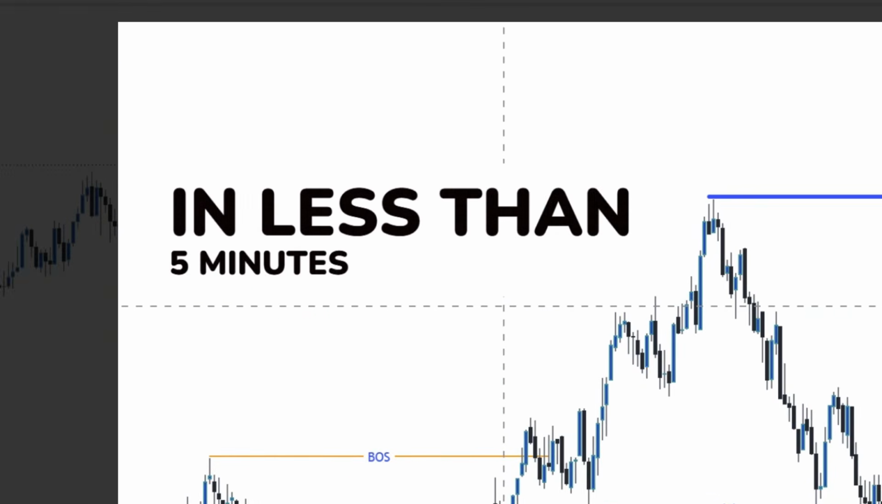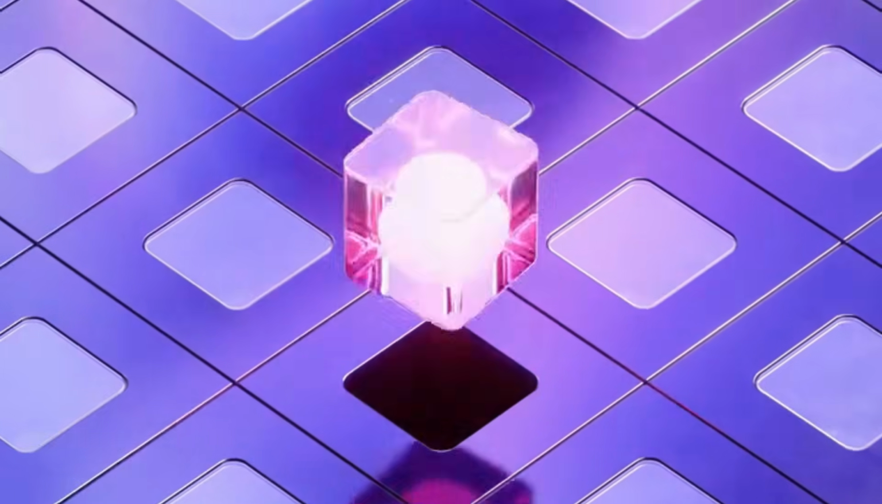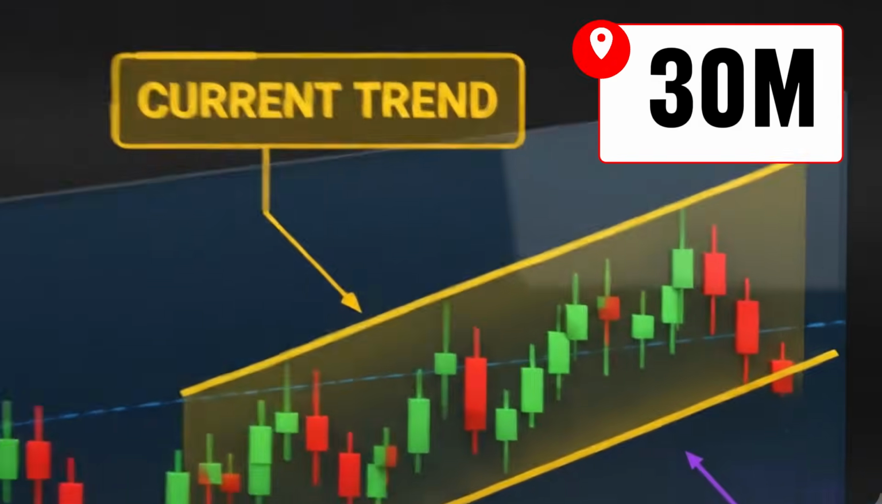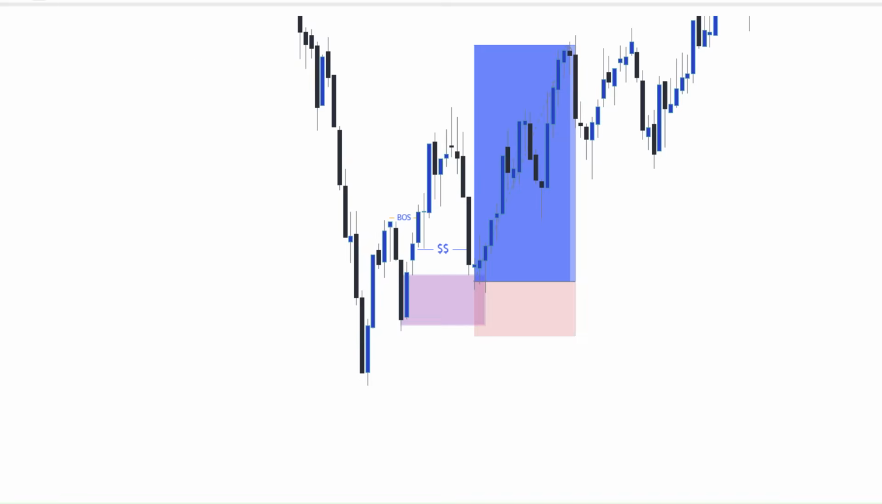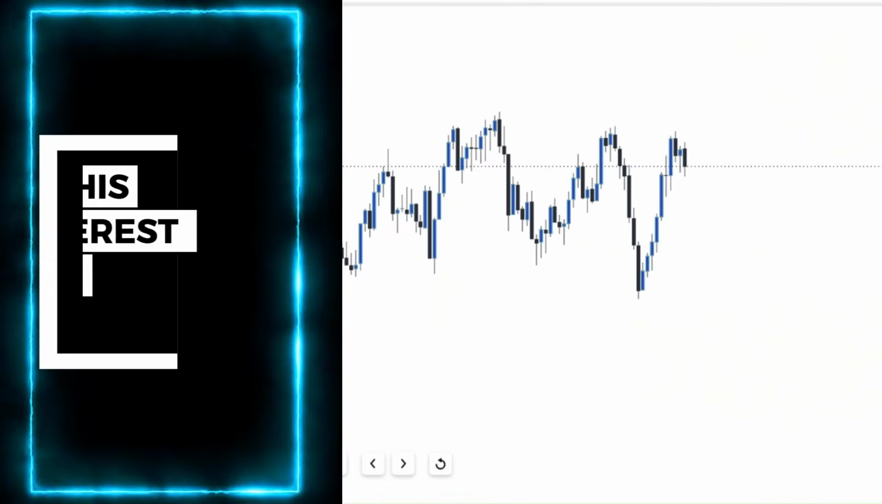In less than 5 minutes, I'm going to show you how I integrated these three concepts in three different time frames to create the best price action scalping strategy for beginners. If this interests you, stay tuned.